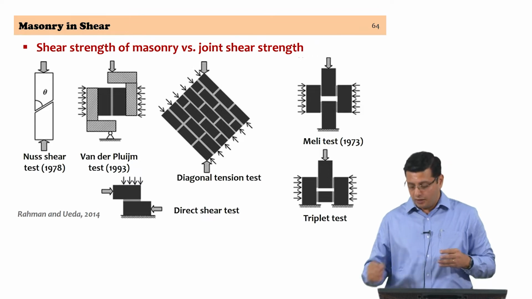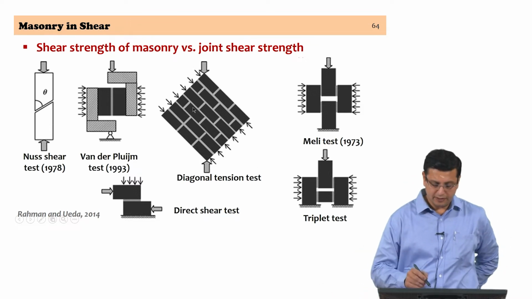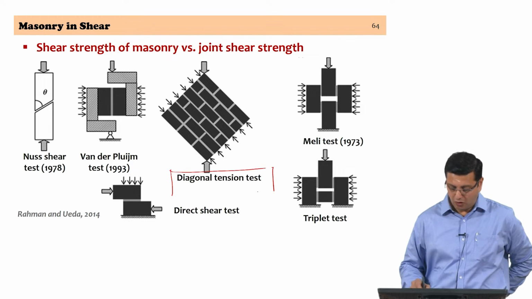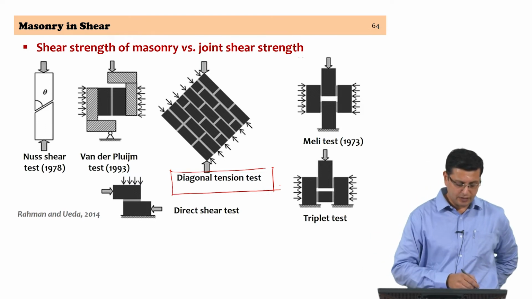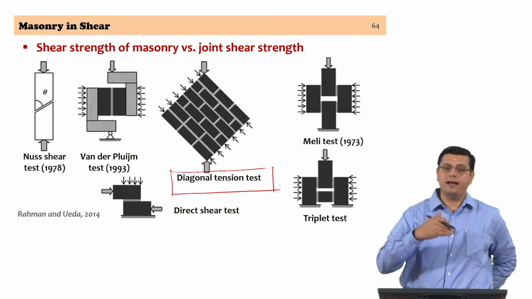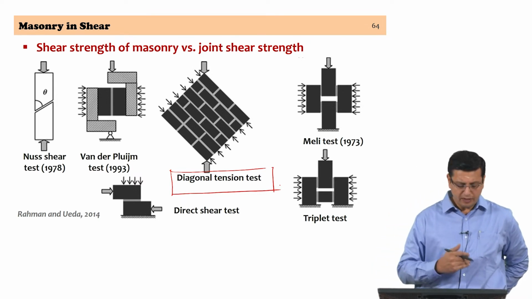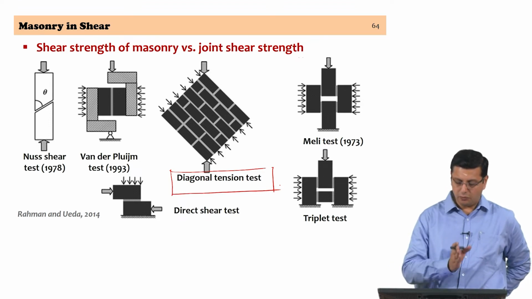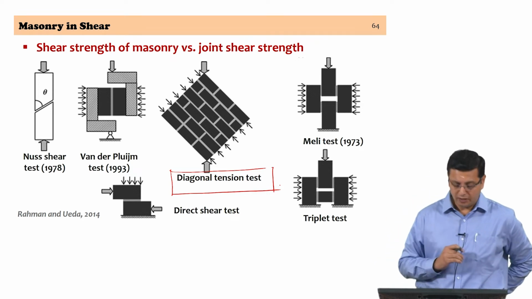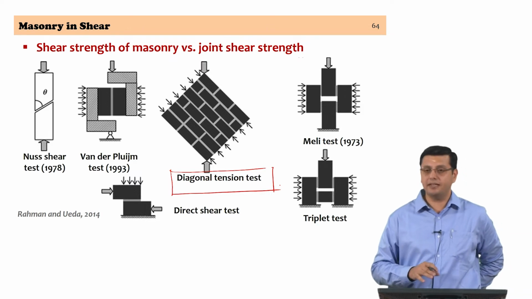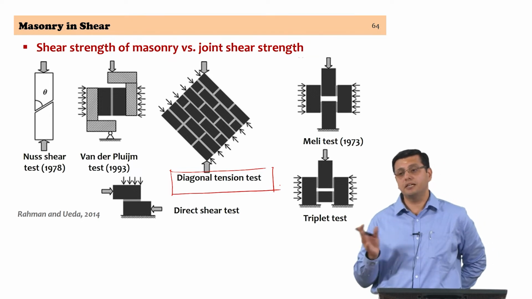Of these, except for the diagonal tension test, the one that you see in the center here, all the others are actually examining the joint shear strength. The first test that you see there, the Nuss shear test, is examining the load at failure in shear over one single joint. All the others are examining one or two brick unit mortar joints under the action of shear. It is the diagonal tension test, the one in the center, which we will examine in a moment, that characterizes the shear strength of masonry.